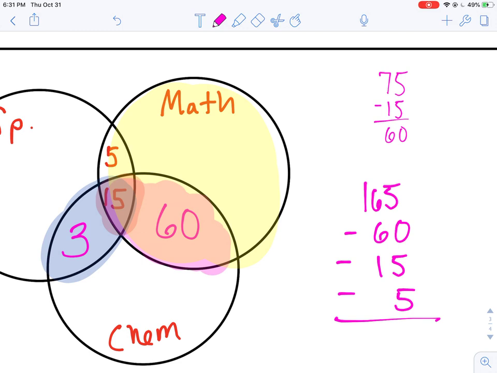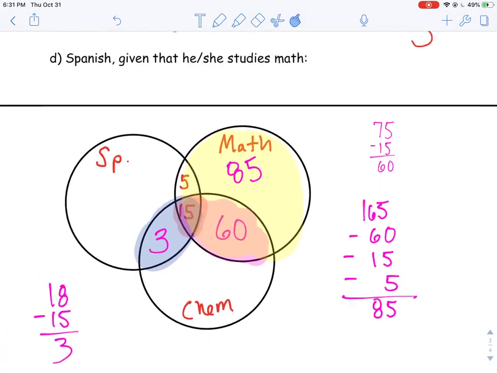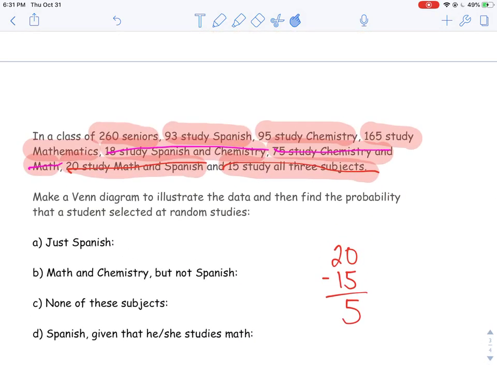And I got 85. Chances are some of you are saying, man, I did this in my head. Well, I didn't want to make a mistake. So I got 85 here. Okay, so that counts for all those who took math, so I can get that off the table here.